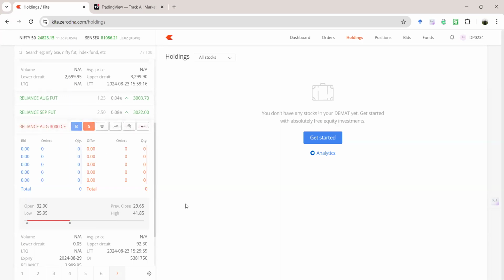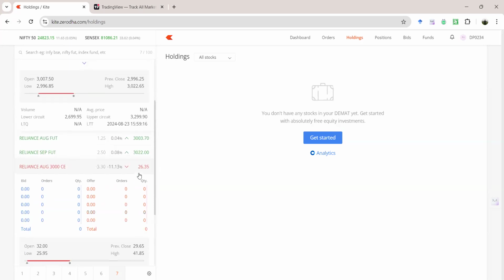If the price is at 26 and people are not available to sell or buy, you will have to sell it at maybe 20 rupees or 24 rupees also, depending on the stock. So this is how we can check bid and spread. Is there any confusion in this?